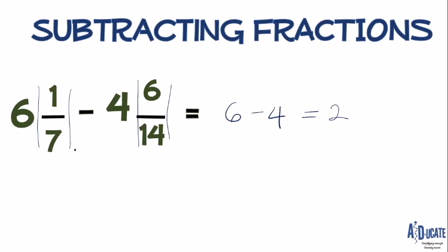Can 14 be the number we keep as our denominator? Yes, because a 7 can become a 14 when it is multiplied by 2. So what we do to the top, we do to the bottom. So this becomes 2 over 14 minus 6 over 14. We have a dilemma. What do we do when we're faced with such a dilemma?